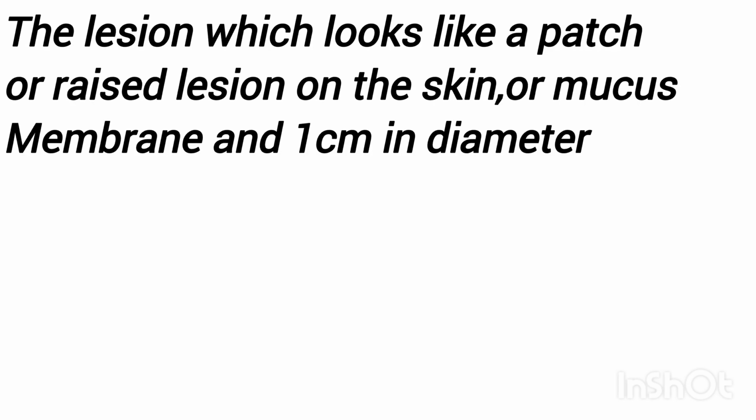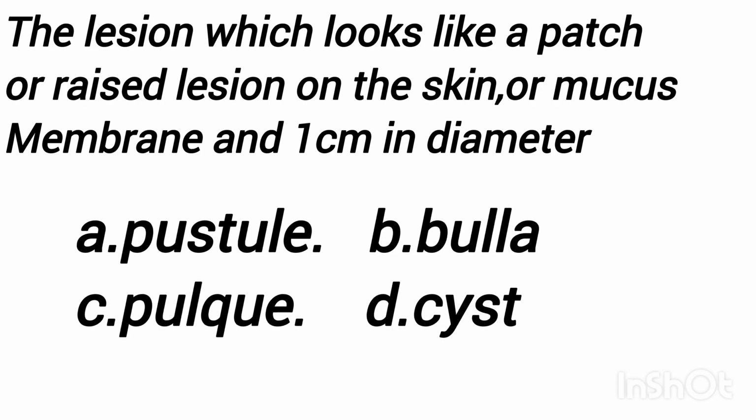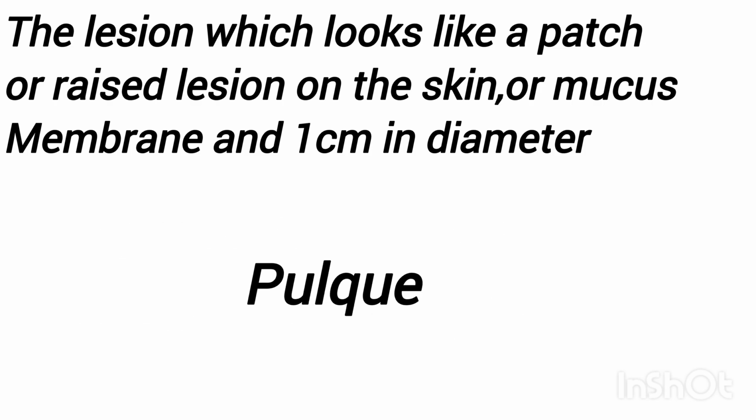And the next question is the lesion which looks like a patch or raised lesion on the skin or mucous membrane and it is 1 centimeter in diameter. And the options they are given is pustule, bulla, papule and cyst. You already know what is pustule and cyst. Here two new words we are able to see. So can you guess the answer? The answer is papule.